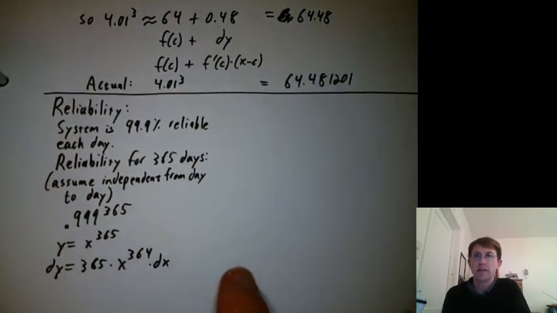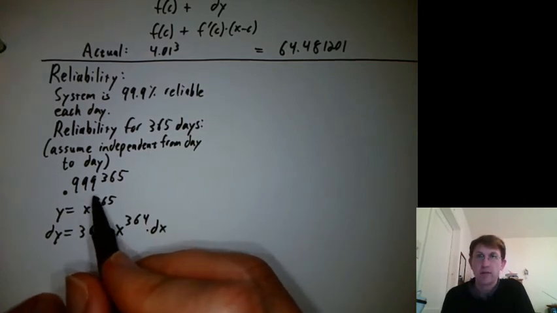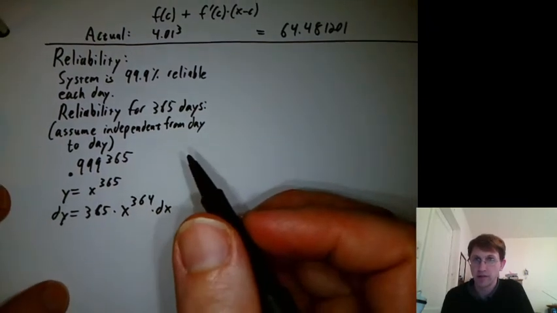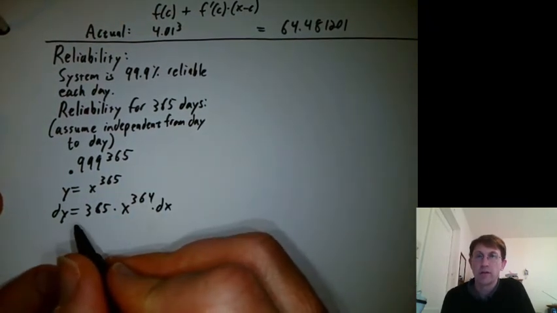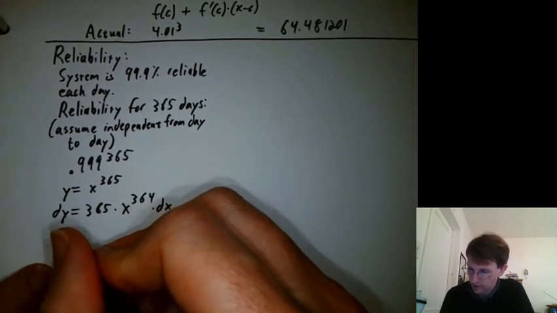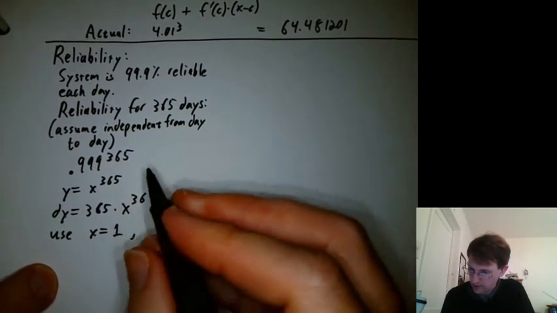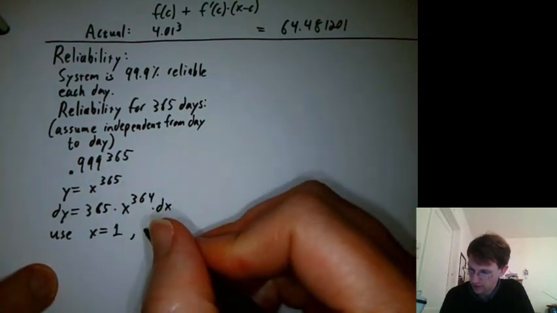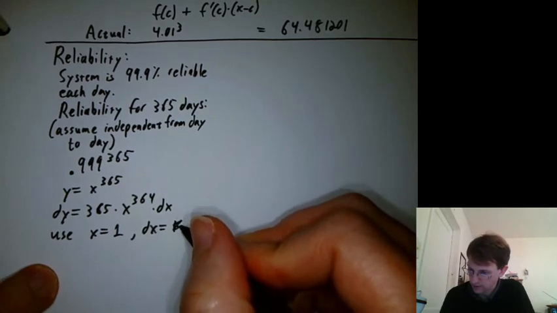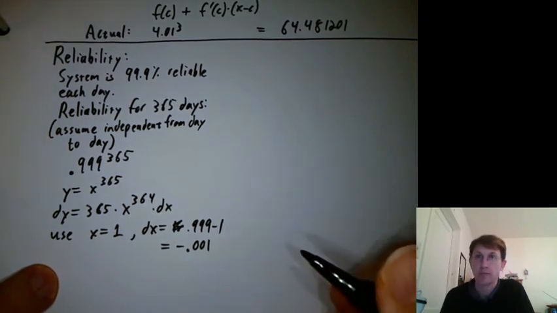Is there something that's easy to raise to the 365? Well, I wouldn't want to go down to like 0.99 or 0.98 or 0.90 because those are still hard to raise to the 365. What I would do here is say, well, 1 is really easy to raise to the 365. So I'd say use x or c equals 1. And then how do I get from 1 to 0.999? I'd say dx equals 0.999 minus 1, which is negative 0.001.